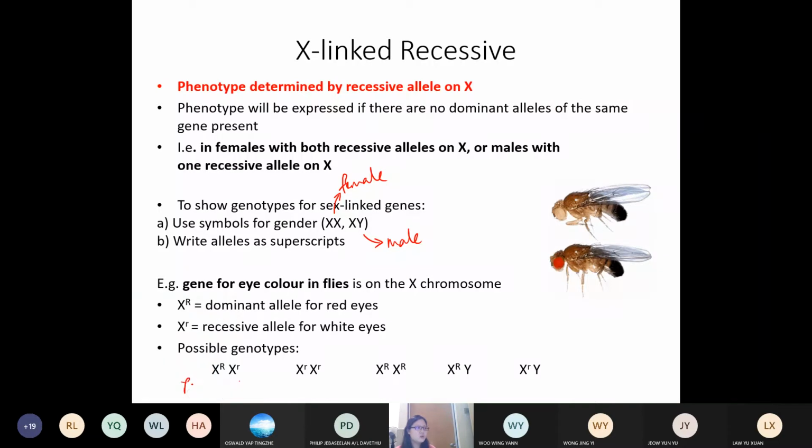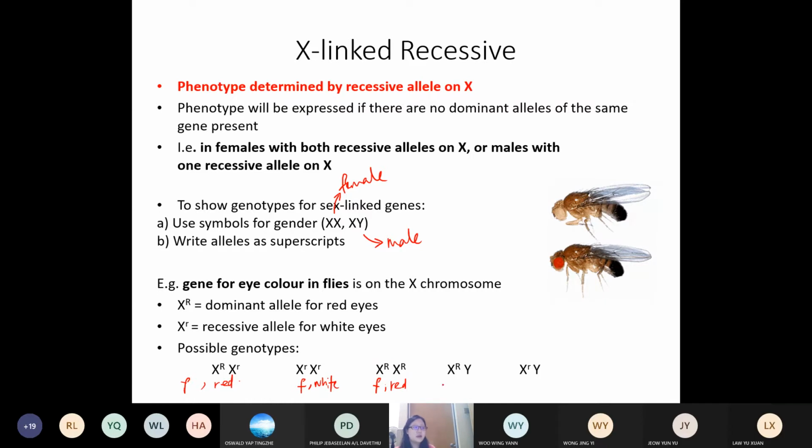All right, this is XX, so this is a female, and this has a dominant phenotype. So this one, dominant is red eyes, right? So red. This one is female, two recessive alleles, so it's white eyes. Don't write anything yet on paper, yeah? This is female and red eyes. This is homozygous dominant for this sex-linked allele.